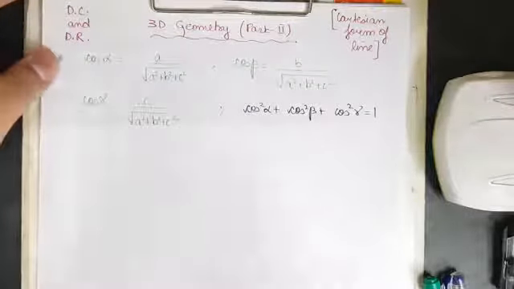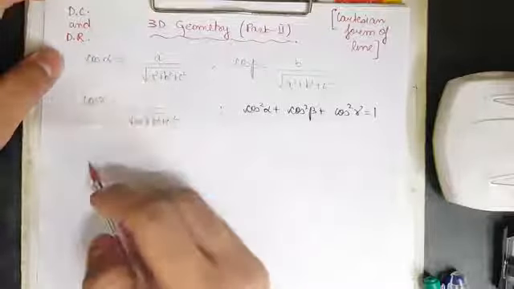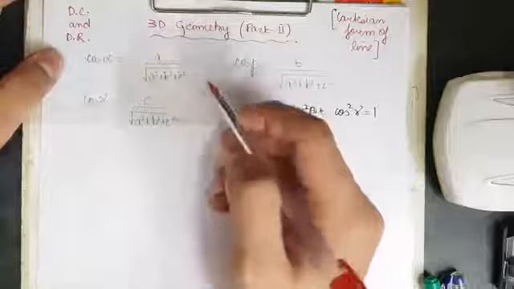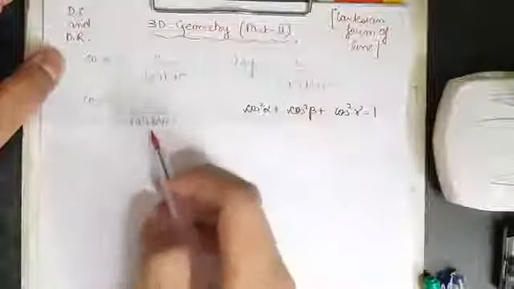Everyone, welcome to the second part of 3D geometry. In this video I shall be dealing with the DCs and the DR and the Cartesian form of the straight line. From the previous video we had learned that cos alpha, the direction cosine for the x-axis, will be equal to a upon under root a square plus b square plus c square. Cos beta was this and cos gamma was this.